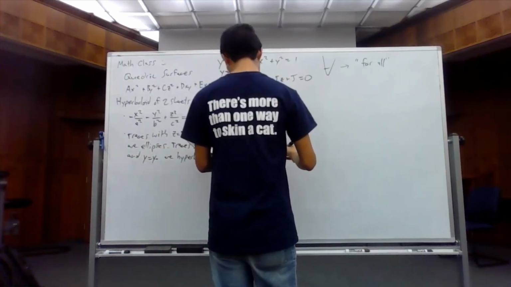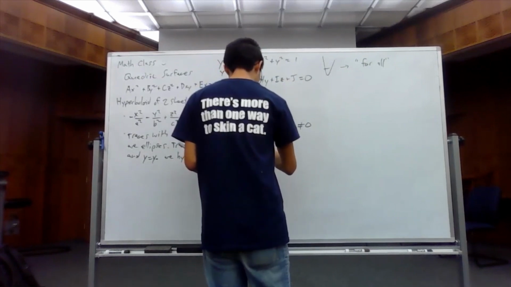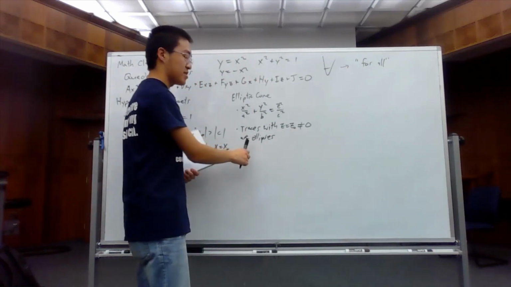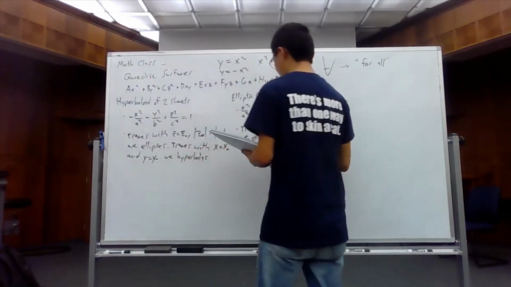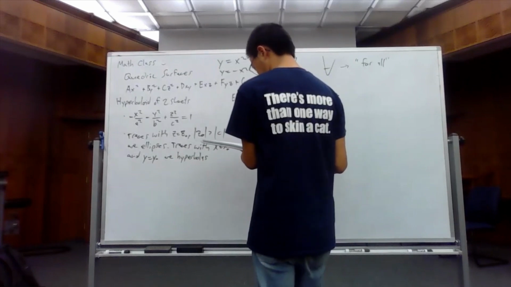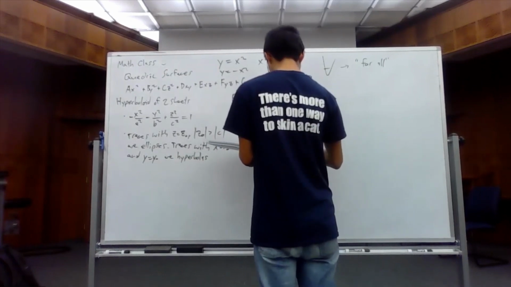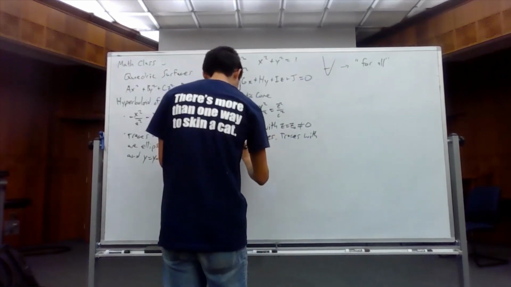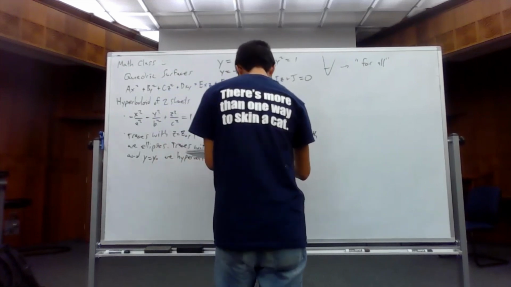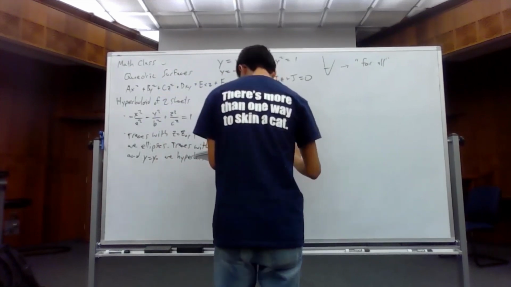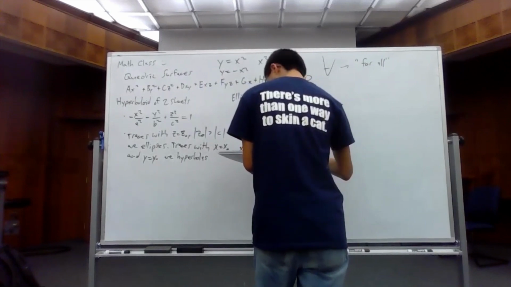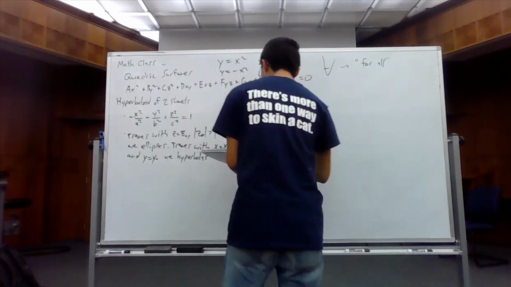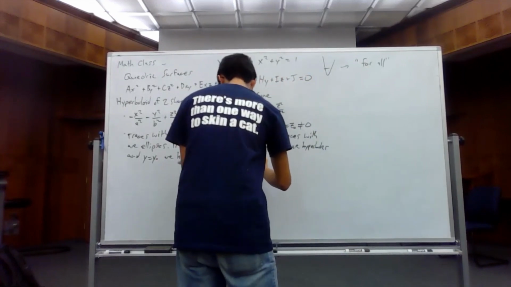These traces are ellipses. So lots of traces are ellipses in general. When you look at the pictures, it'll make sense what kind of shapes we're dealing with here. Traces with x equal to x naught or y equal to y naught are hyperbolas, or intersecting lines.